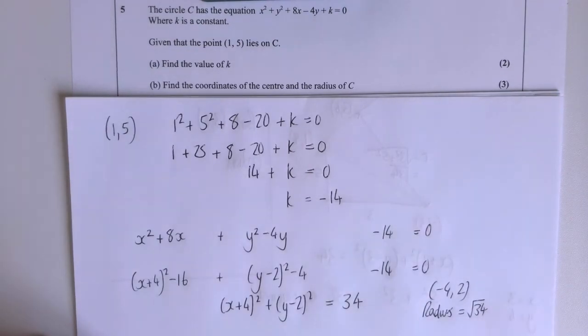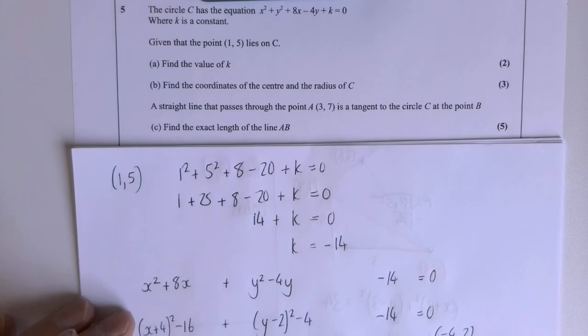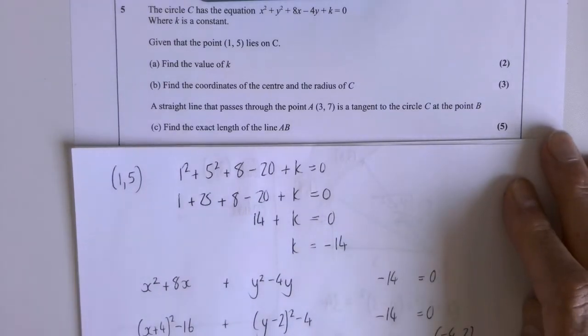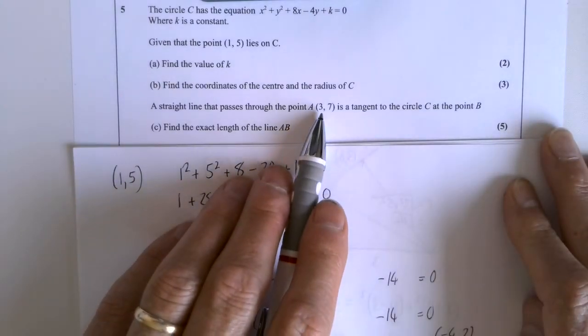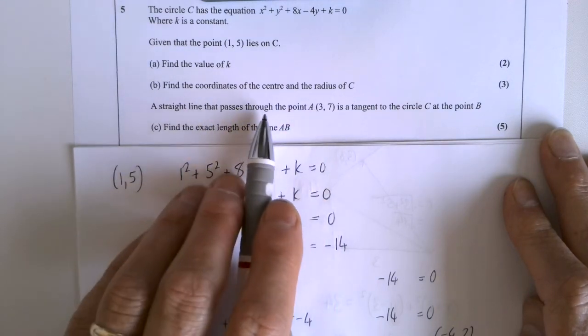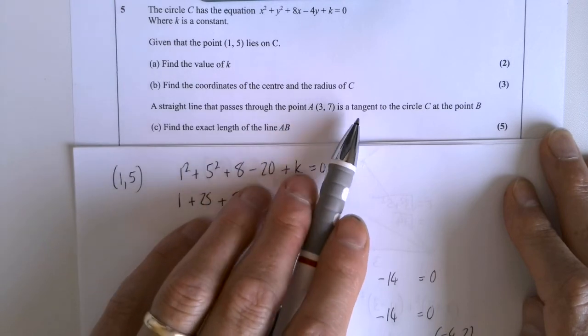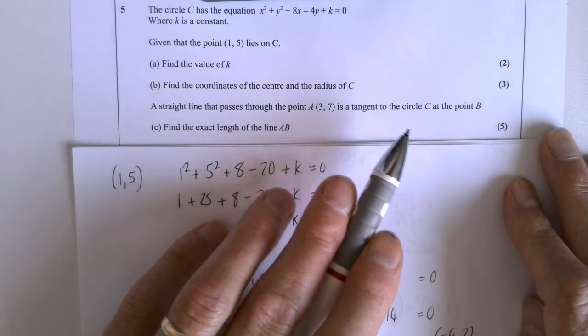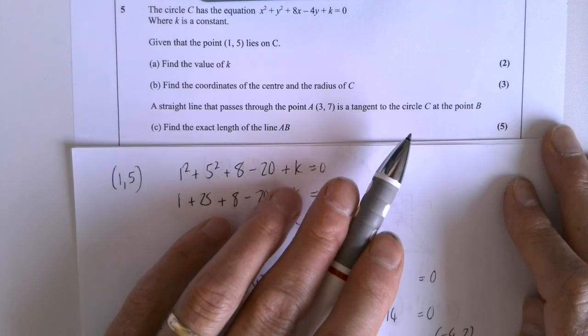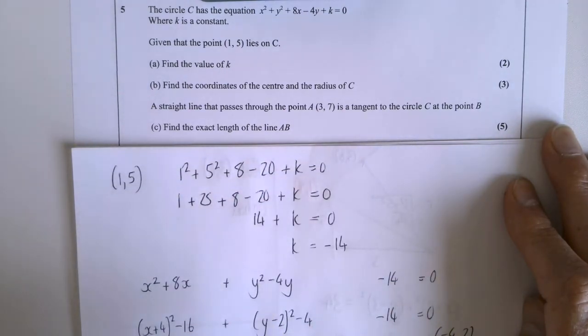Okay, so the problem goes on and says a straight line passes through the point A, 3, 7, and is a tangent to the circle at the point B. Find the exact length of AB. So I'm going to give you a minute to have a think about that one. Well, sorry, you can have as long as you want. You're going to pause the video and then I'm going to walk you through a solution.